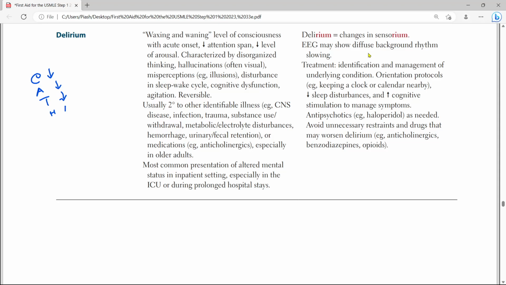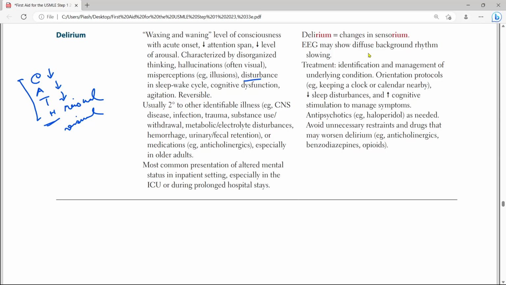In delirium, there is visual hallucination. So attention span decreases, confusion, thinking decreases, and there is a hallucination which is visual hallucination.